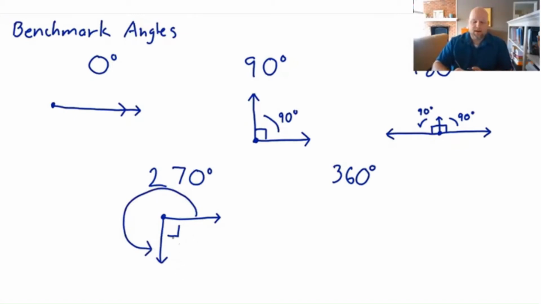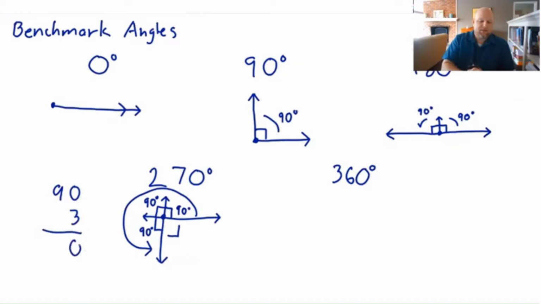If we wanted to verify this, or to show that this is 270 degrees, we could once again draw our ray straight out of the top, and there's 90 degrees. Another ray this way, and our box showing that this is 90 degrees, and then our last box here showing that this is 90 degrees. And 90 degrees times 3 of them equals 270 degrees.